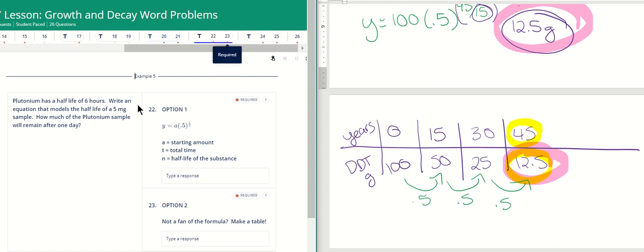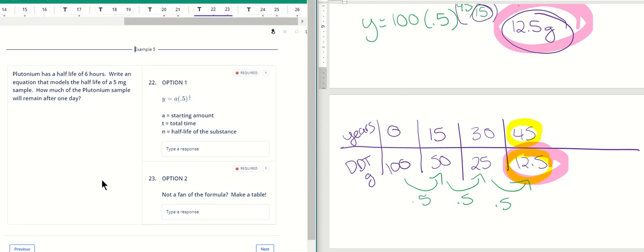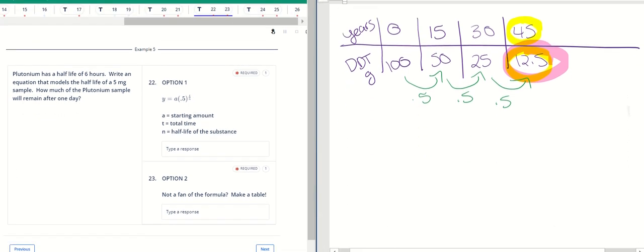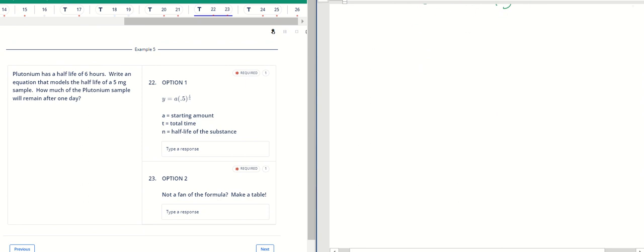So let's try this one. Plutonium has a half-life of 6 hours. So that means every 6 hours, plutonium cuts in half. How much plutonium will remain after 1 day? So our formula is Y equals our starting amount times 0.5 to the T over N power. Remember, N represents that half-life doesn't necessarily happen every year. It happens as often as we are told.